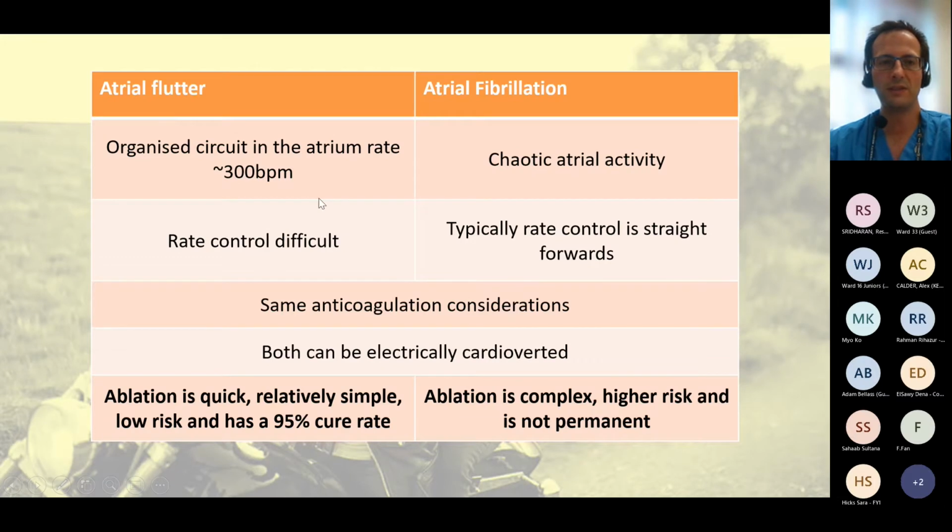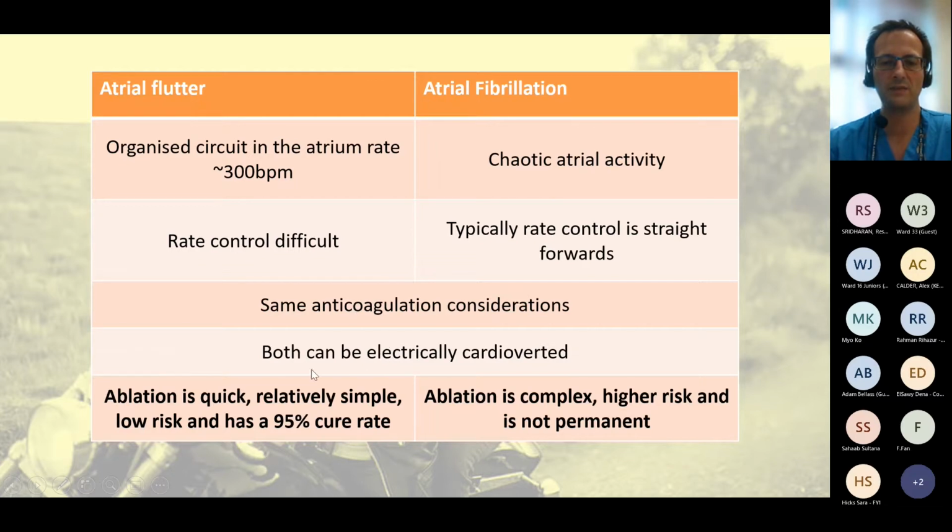So just to summarize, atrial flutter, an organized circuit. Atrial fibrillation is chaotic. Rate control is difficult in atrial flutter and usually straightforward in fibrillation. Both need to be anticoagulated. Both can be electrically cardioverted. It tends to use less electricity to cardiovert atrial flutter, but don't worry too much about that.